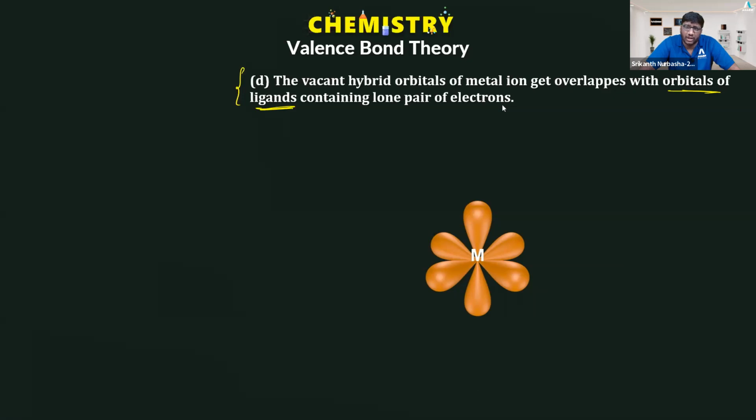In ammonia, where is the lone pair of electrons present? On nitrogen. On nitrogen, but where on nitrogen? That's what I'm asking. Nitrogen, okay, but where? In the nucleus of nitrogen?